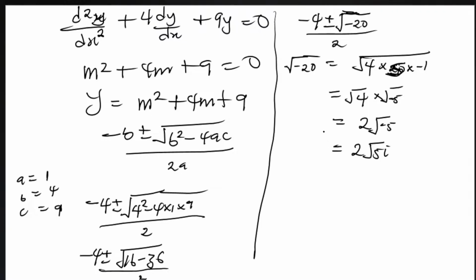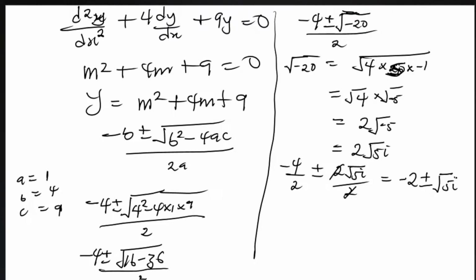So if you take this back to your given equation, you simply have minus 4 divided by 2 plus or minus 2 root 5i divided by 2. Are we together? So what do you do? Your 2 here will cancel out 2 here. 4 divided by 2 is actually 2. So you have this to be minus 2 plus or minus square root of 5i. Are we together? So you've gotten your complex root.